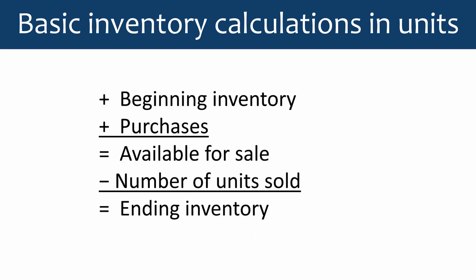We can arrange the terms we've used so far into the basic inventory calculations. Beginning inventory plus purchases equals available for sale, minus the number of units sold gives us our ending inventory. This is the basic set of equations that will be used in inventory accounting. The equations above work for both units and costs. If we're talking about cost, cost of goods sold is substituted where we have number of units sold.